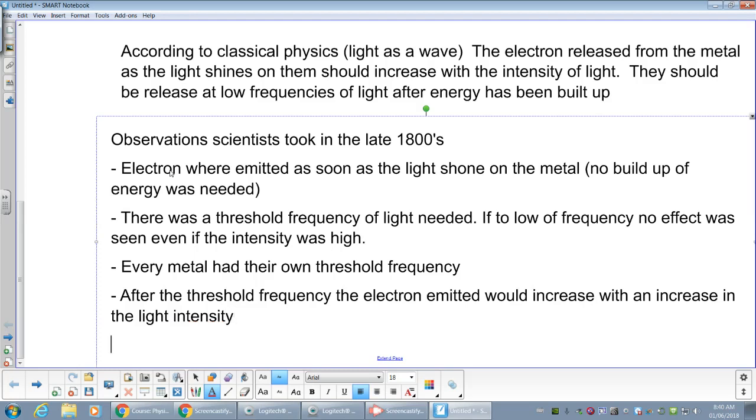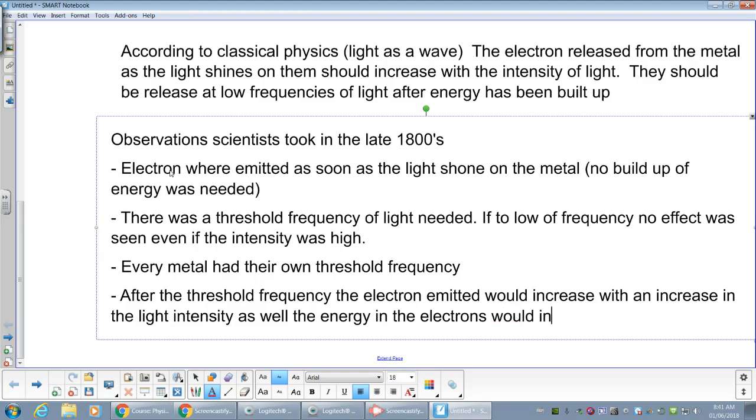Okay, and finally, the last one there, if the light was above the threshold frequency and the intensity of the light is increased, the number of electrons would increase. So it would be the energy. It says after the threshold frequency, the electrons emitted would increase with intensity, so I did that one already. Let's just add this one to this one as well. Energy in the electrons would increase. There. Okay, so this was puzzling because they expected a nice smooth, the brighter the light, the more you should see coming off that plate of metal.